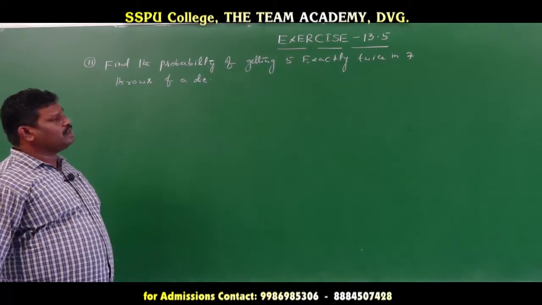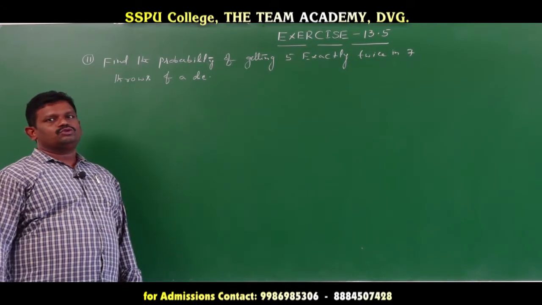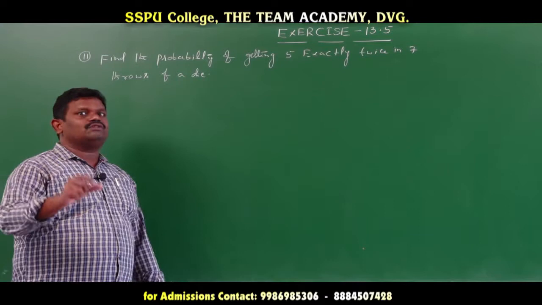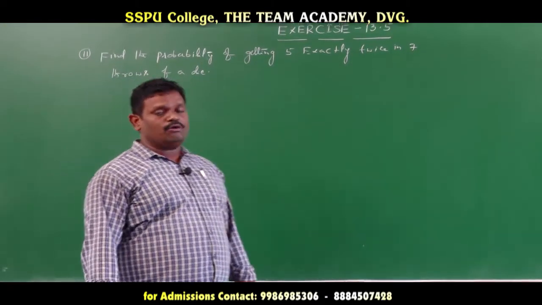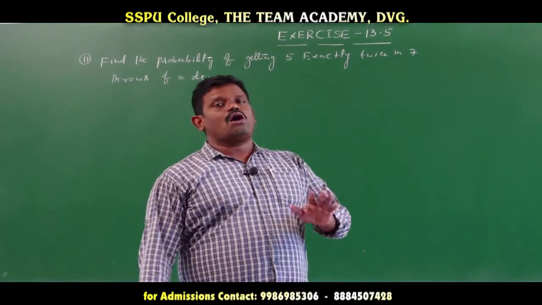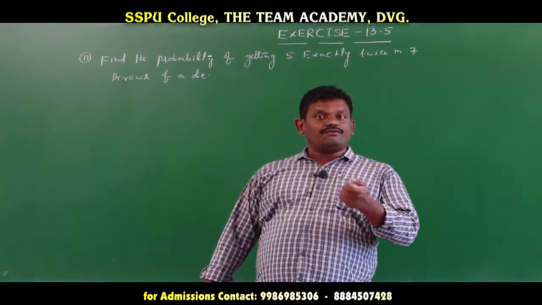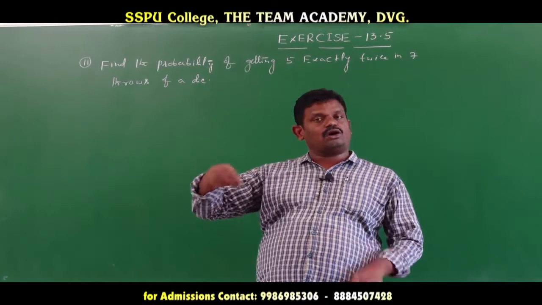Then n is equal to what here? 7 times, if he throws the die. So the number of trials, n, is equal to 7. The probability of getting 5, that is the success. On the die, how many 5s are there? Only 1 number.